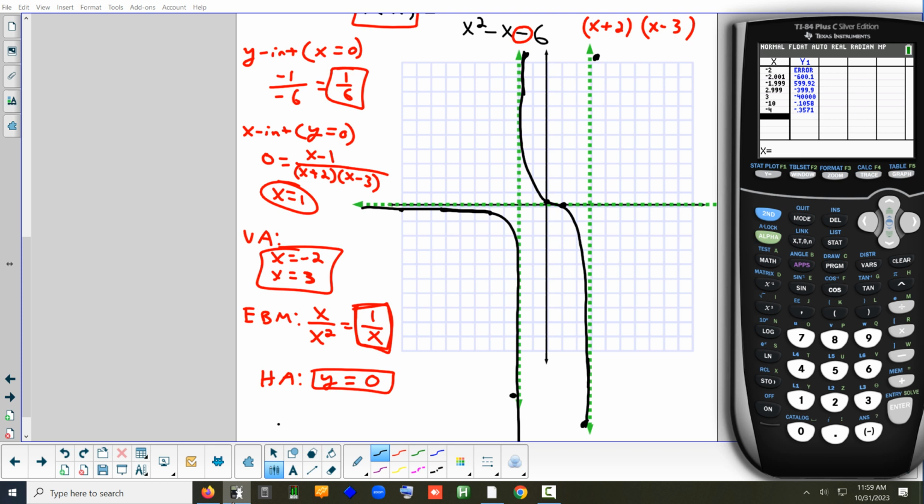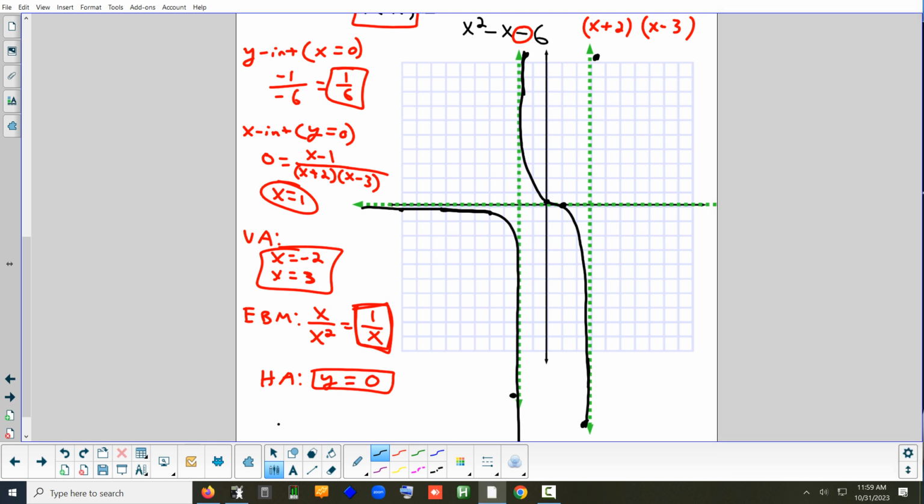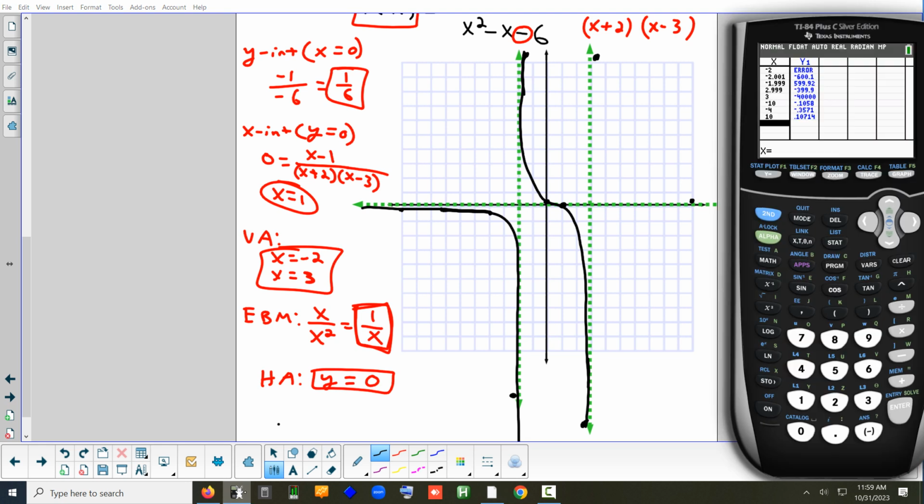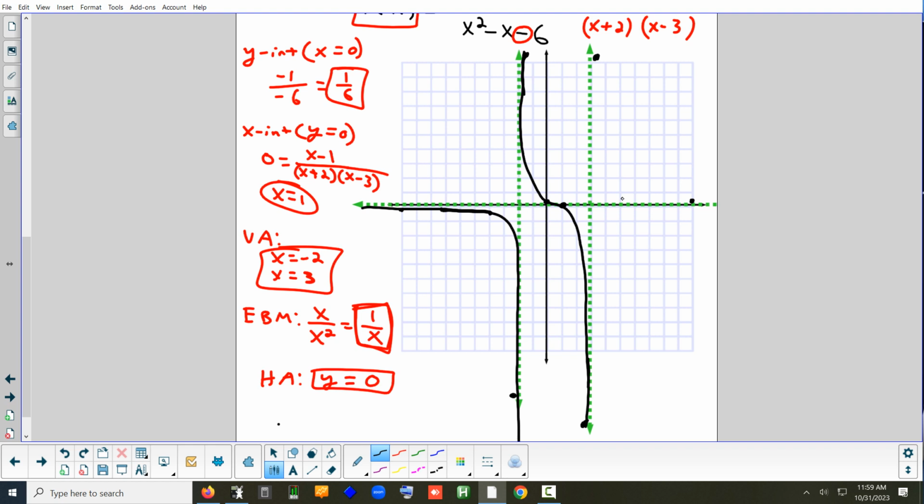But let's get another point. What's a point that would be in this right section? So +10, just above the y-axis. And let's do 1, 2, 3, 4, 5. Point 0.3, I guess. 1, 2, 3, 4, 5. 0.3.